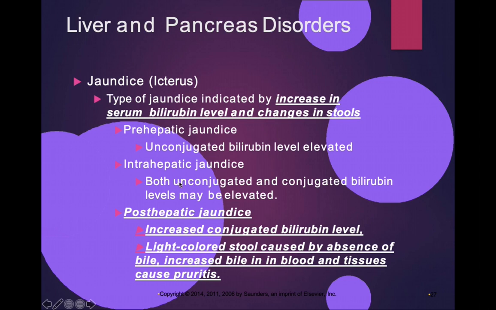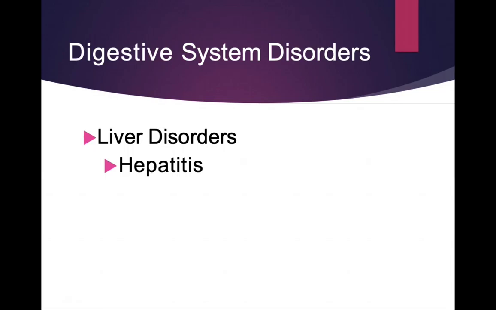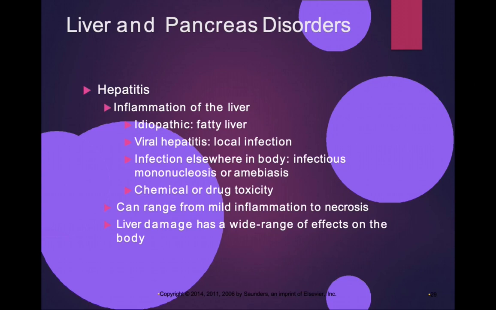We talked and mentioned about prehepatic jaundice, intrahepatic jaundice, and posthepatic jaundice. In the post-hepatic jaundice with the gallstone, there's increased conjugated bilirubin. There's light-colored stool caused by the absence of bile. And there's increased bile in the blood and the tissues, and that can cause, as I mentioned earlier, itchy skin or pruritus.